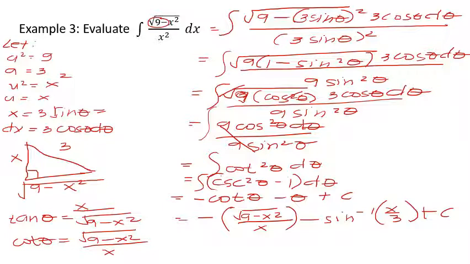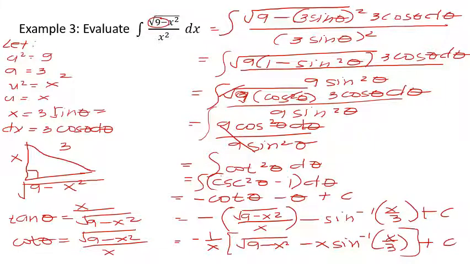So this is the final answer that we have here. Maybe we could get the LCD, factor out negative 1 over x, right? Times this, it is equal to the square root of 9 minus x squared plus x times arc sine of x over 3, plus c. So this is the final answer. Right, this is plus.